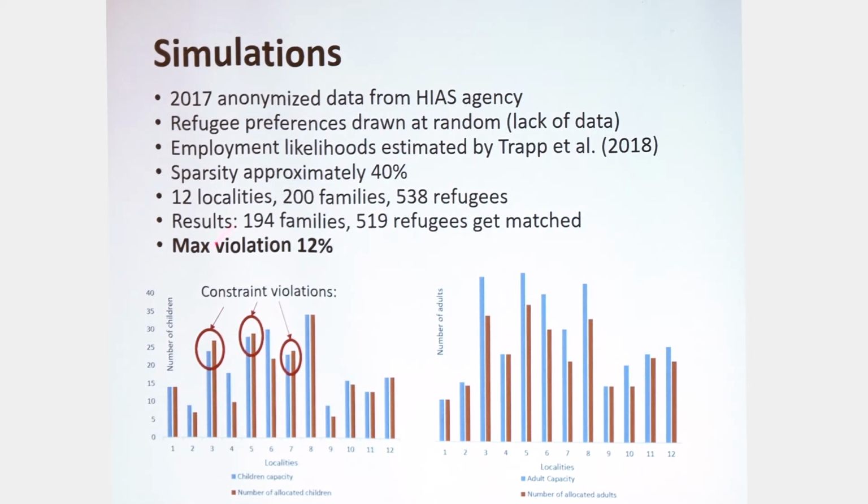And we get a matching that can allocate most of the families, 194, and 590 refugees can be matched. We also compute the violation. The violation is actually much smaller than the sparsity. It's 12%. And as you can see in the graph here, the violation happened only on the children constraint. For other constraints, it's not violated.